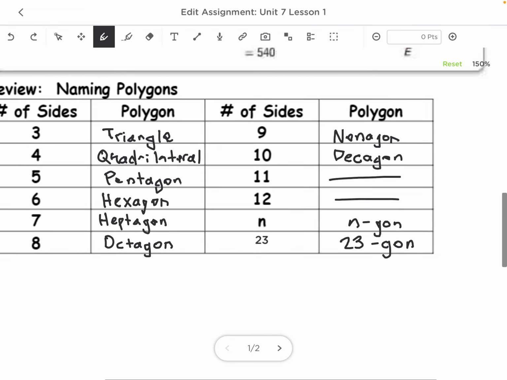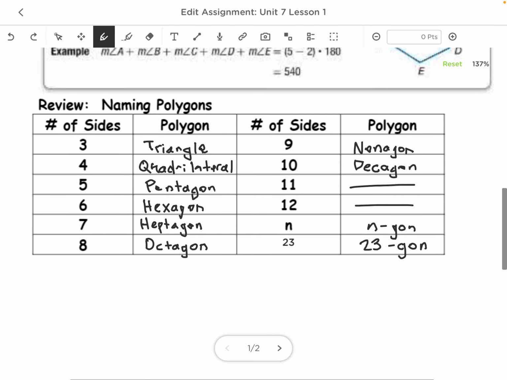Okay, make sure you have this down. If you need to pause it and finish copying that down, go ahead and do so. And then we're going to go ahead and move on to the next page.